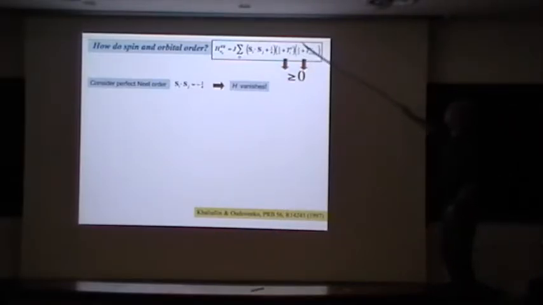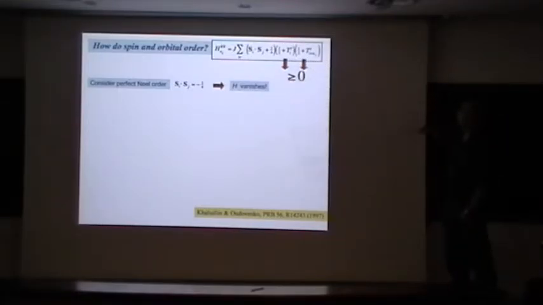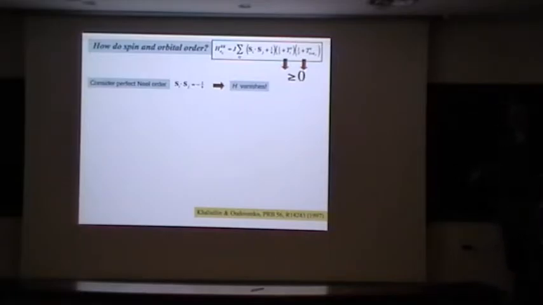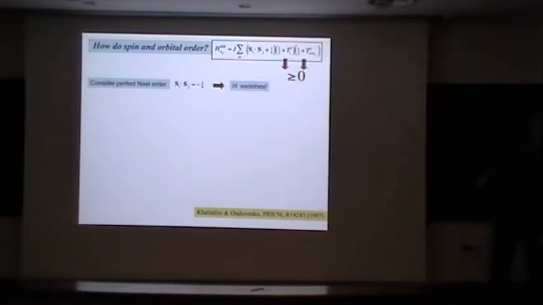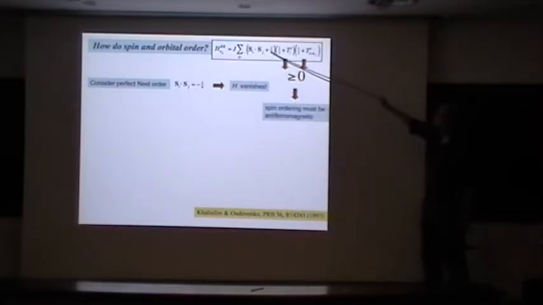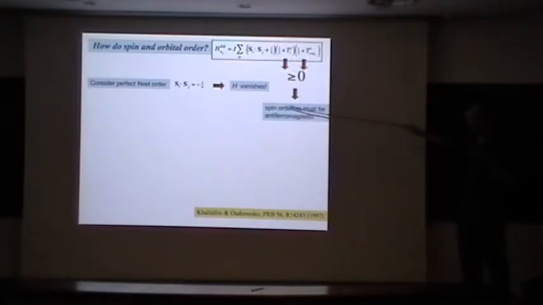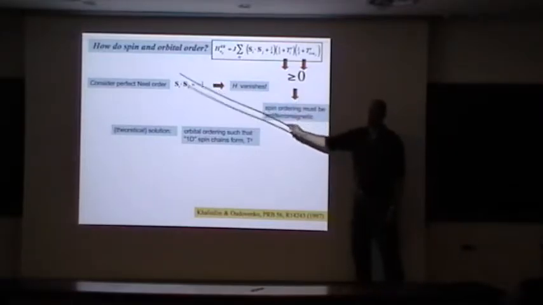It doesn't give much energy. However, if I look at these operators here, I see that it's a half plus something, half plus something, which is bigger than or equal to 0, when the something I add is bigger than -1/2. So this part, let's say, in general, is bigger than 0, which means that this part wants to be smaller than 0, which means the spins want to be antiferromagnetic, so the spin ordering must be antiferromagnetic. But the perfect Néel order was out.